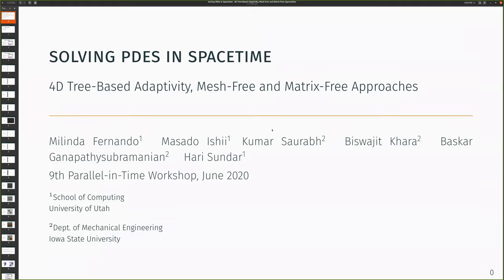I'm Milinda, a graduate student at the School of Computing, University of Utah. I'll be talking about solving PDEs in space-time. This work was done as a collaboration between myself, Masato Ishii, Kuma, and Biswajit, who will be speaking later after this talk, and our advisors, Professor Bhaskar and Professor Harisunda.